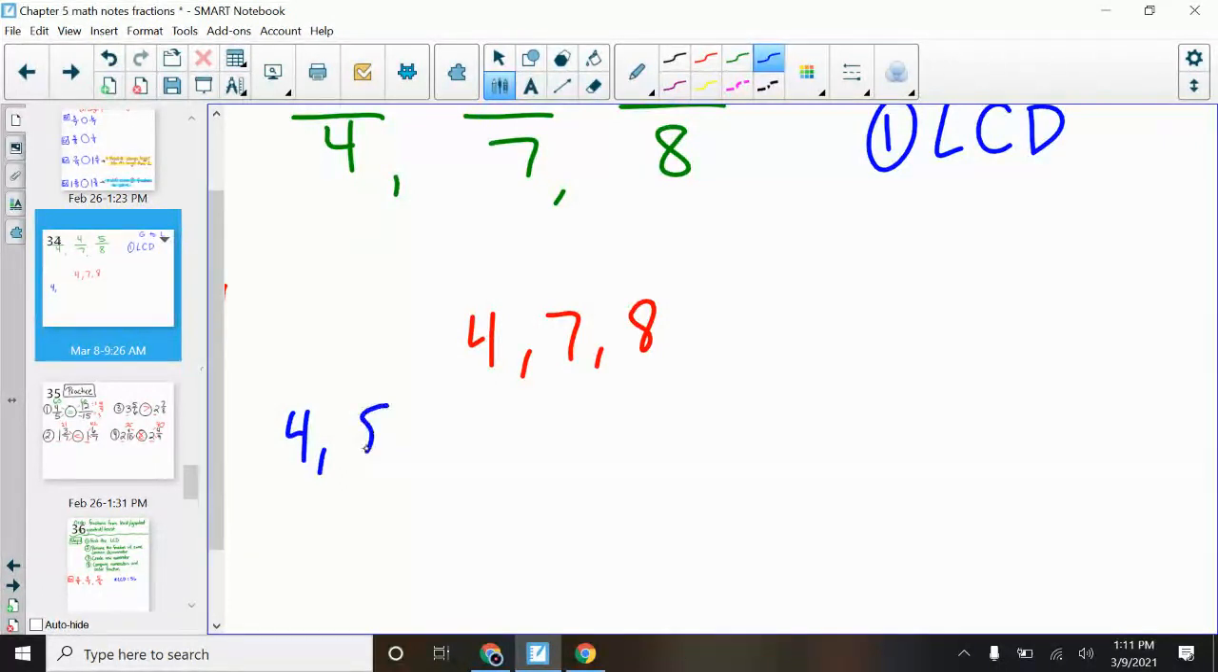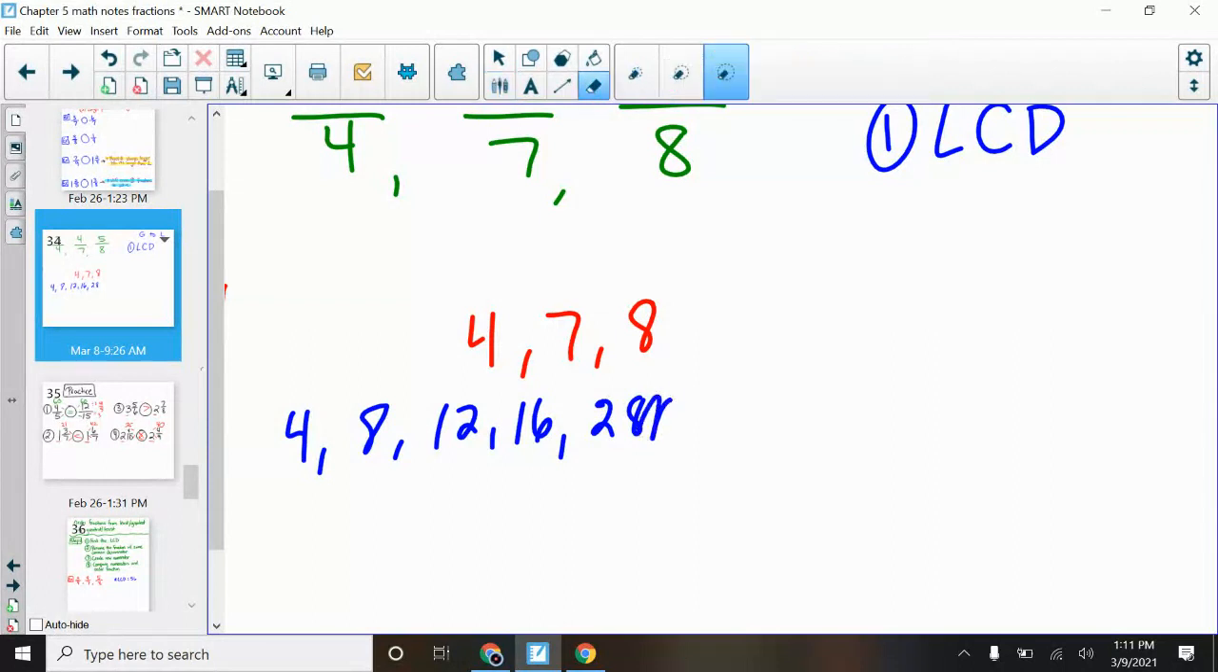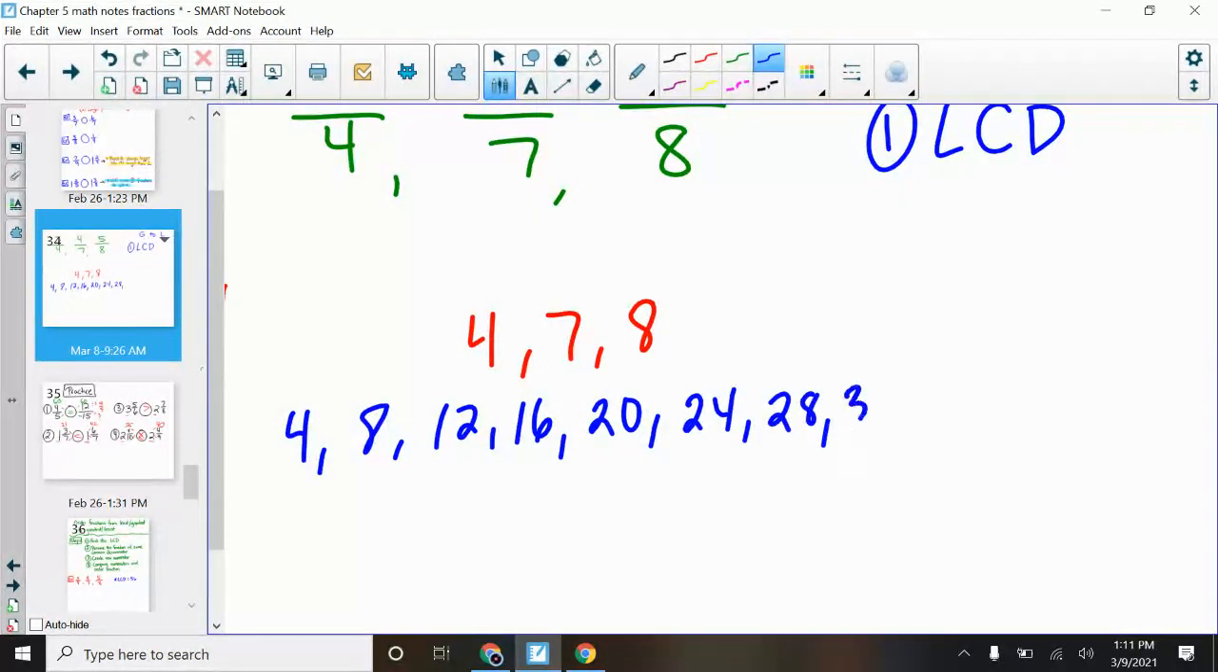4, 8, 12, 16, 28, 30, 24. Wait a minute. 16 times 5, you all skipped me on something. Oh, yeah, I forgot. 20. 20, 24, 28, 32. Okay, let's stop. That's a lot, okay? Let's move on to the next number, 7.